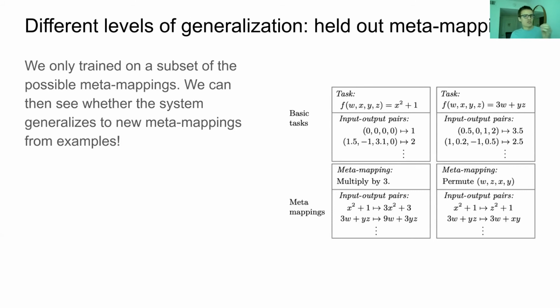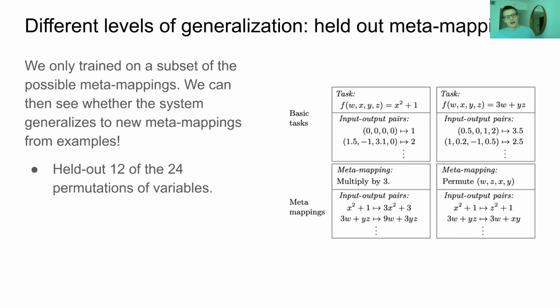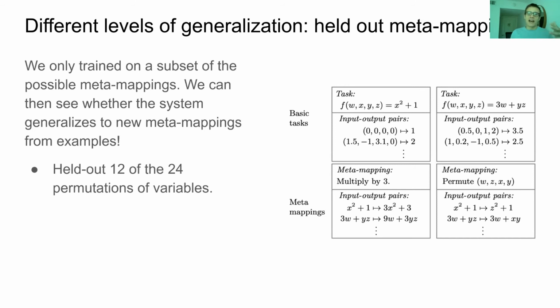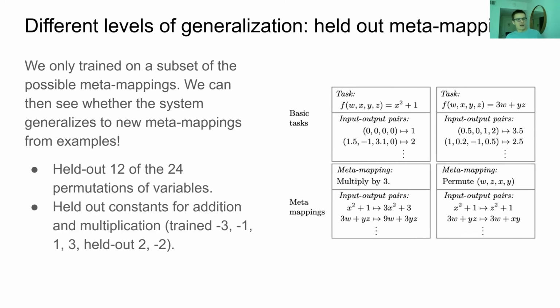However, because the system is constructing metamapping representations from examples, it should, in principle, be able to perform a metamapping based on a new relationship between tasks that's never seen before, as long as that metamapping is sufficiently within the distribution of things it has seen before. And so, for example, I trained the system on metamappings corresponding to 12 of the possible permutations of variables, but I held out the other 12. And we can ask whether a system that's trained to perform some of these permutations is able to generalize to new permutations that it hasn't seen before. And I also held out some constants for addition and multiplication. So I trained -3 to 3, but I held out 2 and -2.